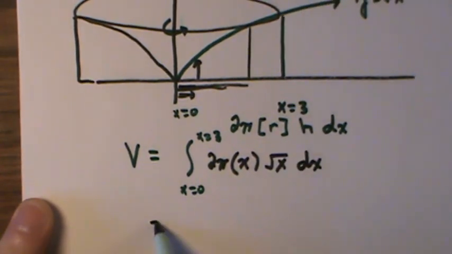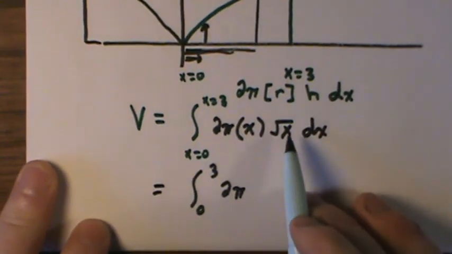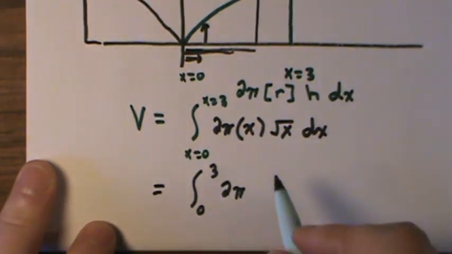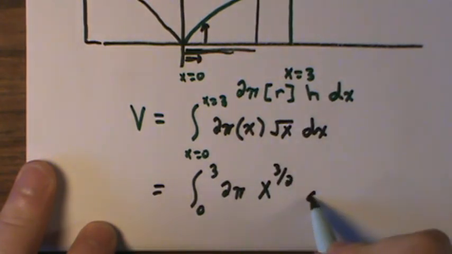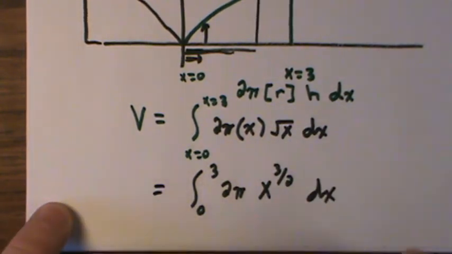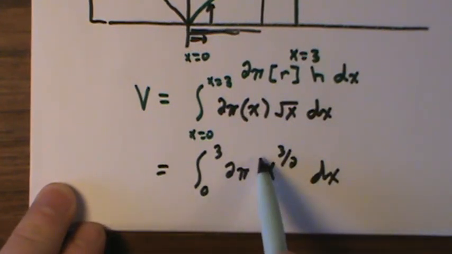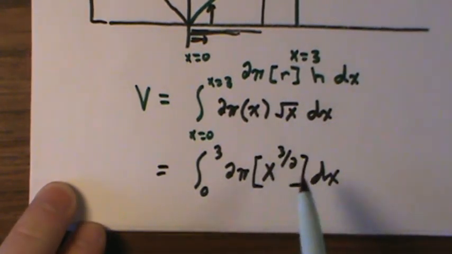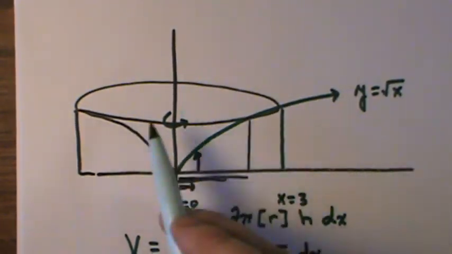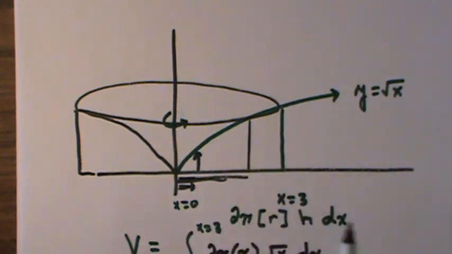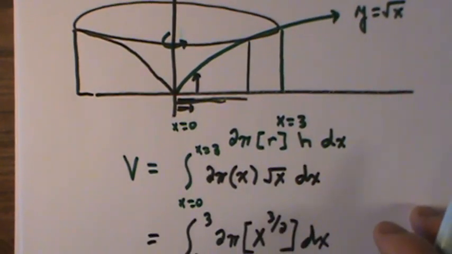Which means that when I want to integrate this, I can go from 0 to 3 of 2 pi. Now, x times rad x is just x to the 3 halves, dx. Integrating that would be fairly simple to do, or I could put it in my calculator and come up with the answer, which would be the volume of this region that's been revolved about the y-axis. So there's our introduction to the shell method.